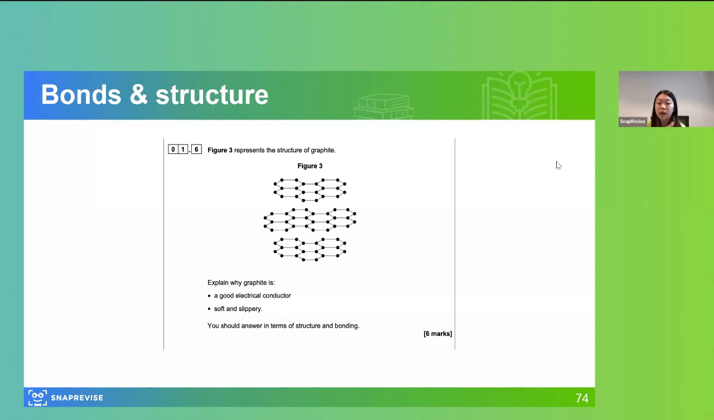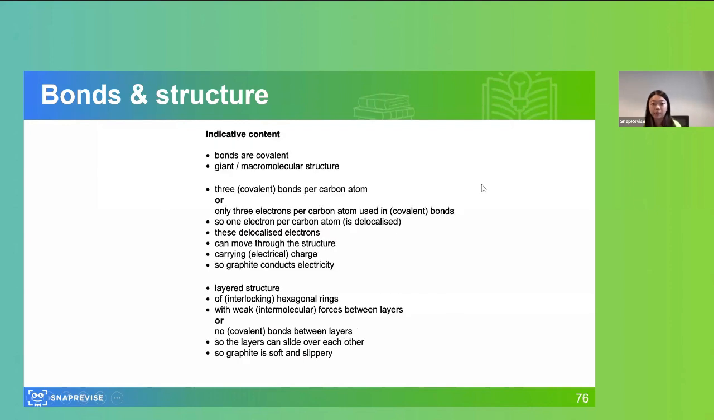So in this question, it's asking why graphite is a good electrical conductor and why it's soft and slippery. Talking about bonding, here is the answer. Covalent, giant structure, 3 covalent bonds, 1 carbon to 3 different carbons. They have electrons delocalized, therefore they carry charge and they can conduct electricity. They're layered and they have weak intermolecular forces between the layers, so they can slide over each other and therefore they're soft and slippery.